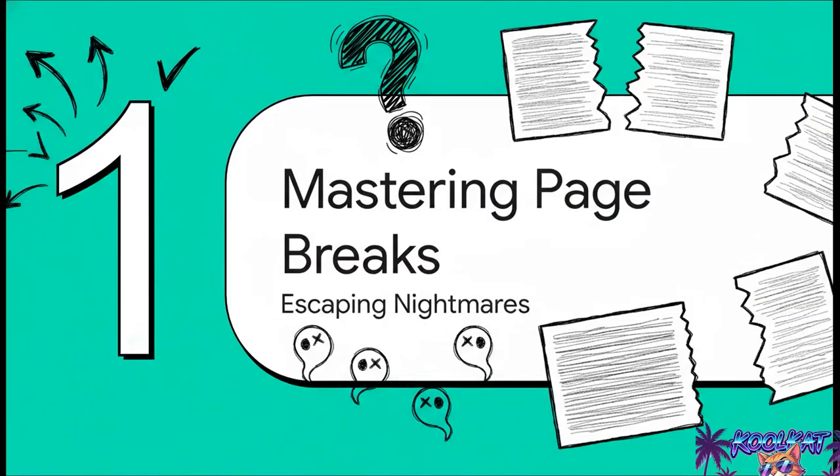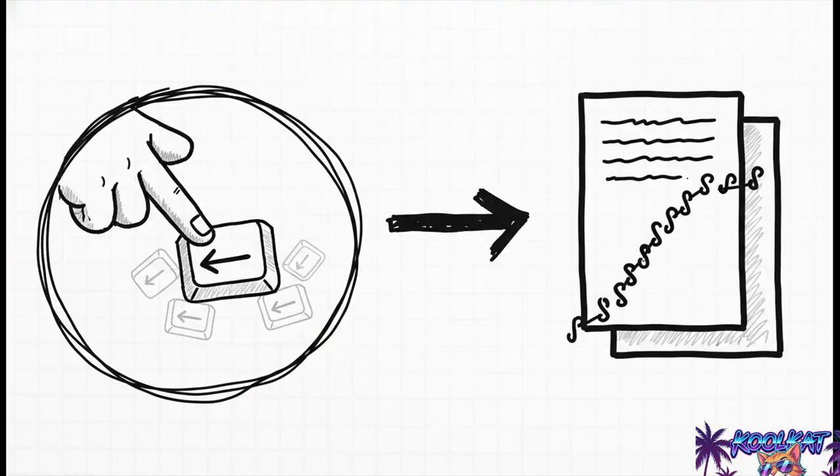So first up, let's talk about the single biggest formatting mistake I see all the time. You want to start a new chapter on a fresh page. So what's your first move? If you're like most people, it's probably this. You just smash that enter key over and over and over until you're on a new page. Okay, I am begging you, stop doing this.